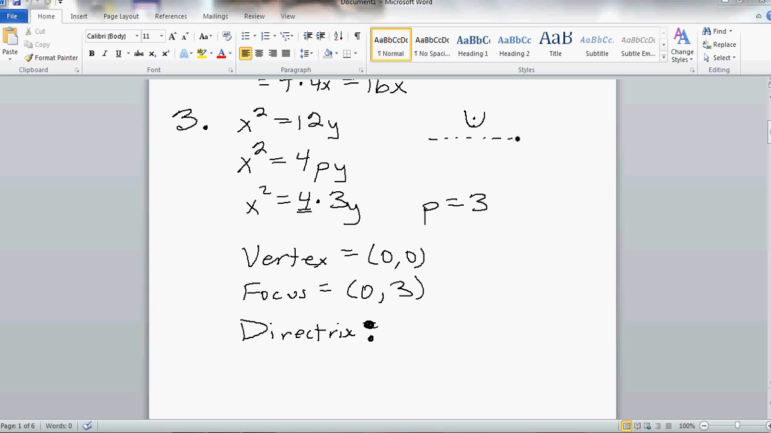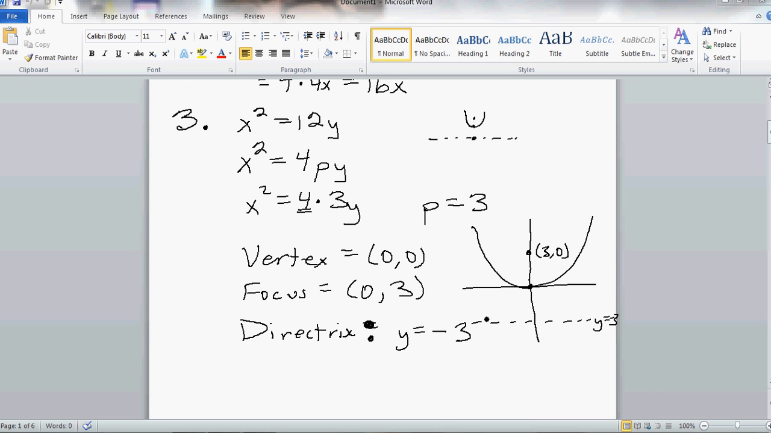Okay, so since it's a horizontal line, we know it's y equals. And how far away is it? Well, it's exactly the same distance. So if this is 0, 0, then this would be down here when y is equal to -3. So there's the directrix. So when we actually graph this, all we need to do is figure out the vertex goes there, the directrix is here at y equals -3. The focus will be here at 0, 3, and then we draw the parabola going around it, like that. Okay, so that's how we get the graph of that particular equation.